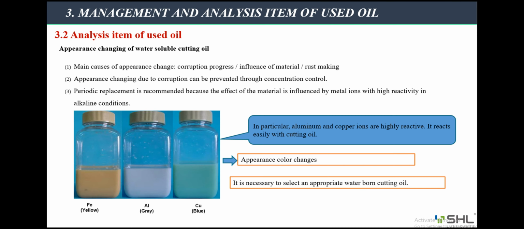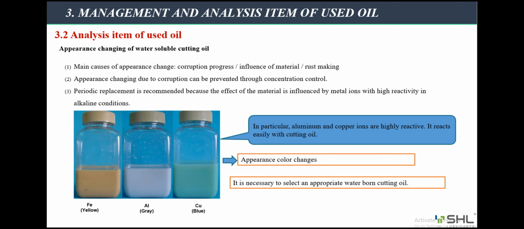The next factor we need to consider is the appearance changing of water-soluble cutting oil. 1. Main causes of appearance change: corruption progress, influence of material, rust making. 2. Appearance changing due to corruption can be prevented through concentration control. 3. Periodic replacement is recommended because the effect of the material is influenced by metal ions with high reactivity in alkaline conditions. In particular, aluminum and copper ions are highly reactive. They react easily with cutting oil.